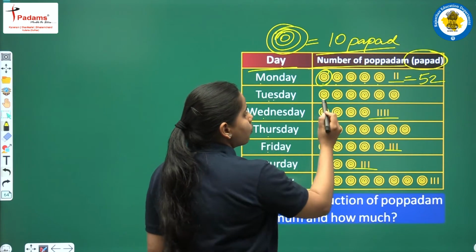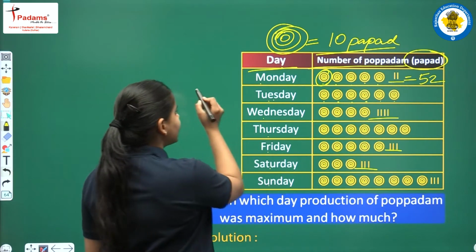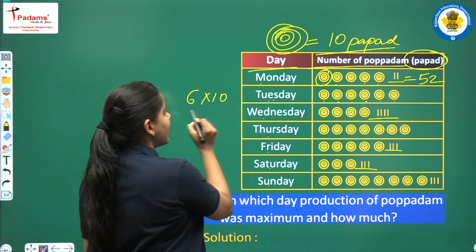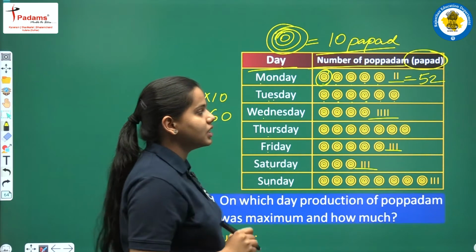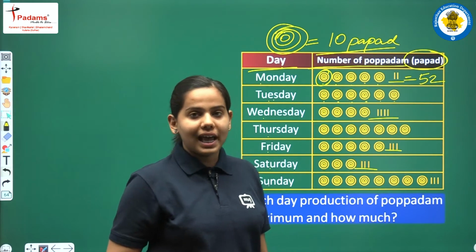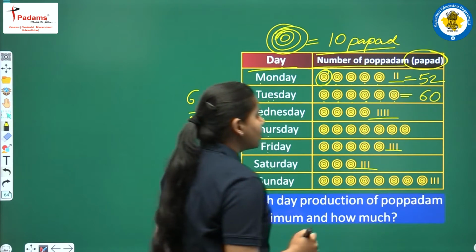Then on Tuesday 1, 2, 3, 4, 5, 6. So how you will calculate this? 6 को multiply करिए 10 से. Here you will get 60. और अगर कोई tally mark है उसमें add कर दीजिए. Here we do not have any tally mark. So on Tuesday total 60 papads are prepared.